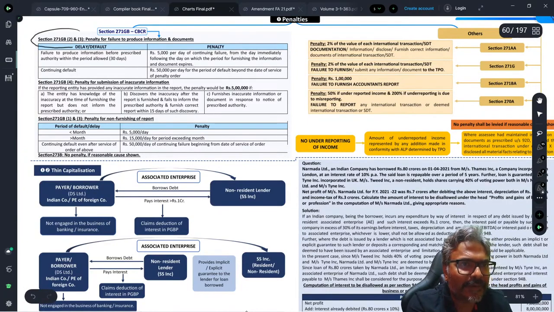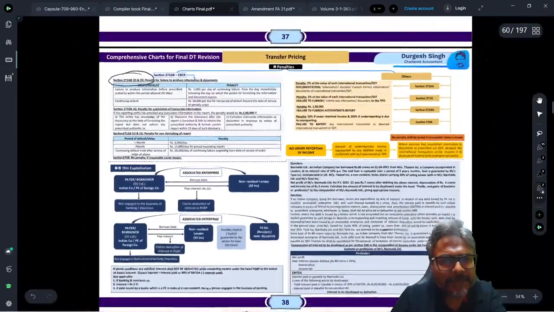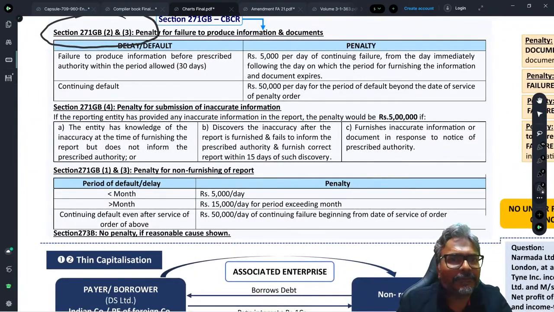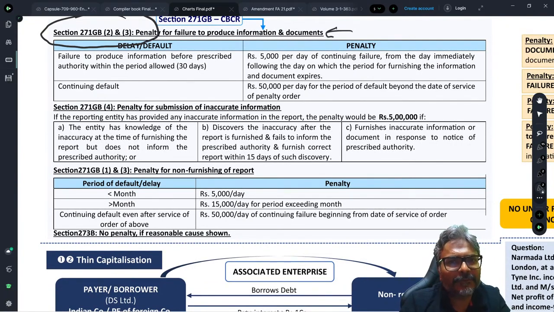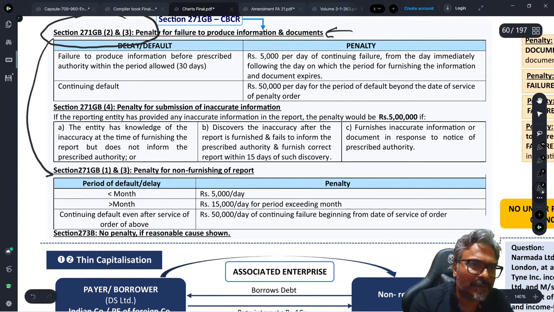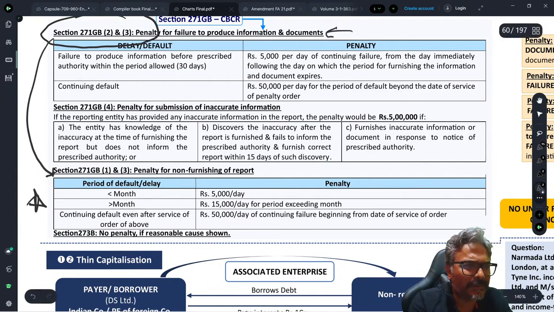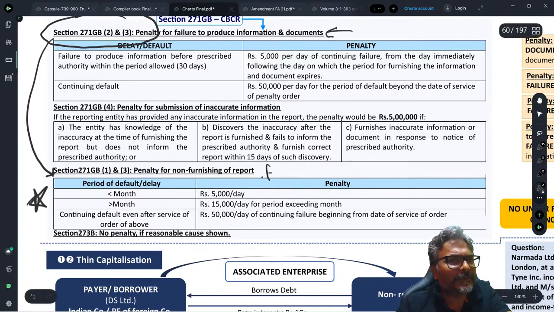Now, students, 271GB. This 271GB penalty, students, which has been there, this particular penalty is for what? It is for failure to produce the information and the documents. Accordingly in this regard, you can go below this one. And therefore, only one thing you just remember. Students, only this. If it would be too much for all of you, just remember only one. And what is that? Only this one, remember this.